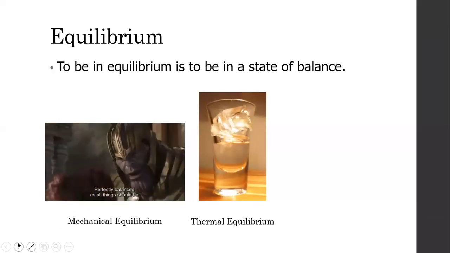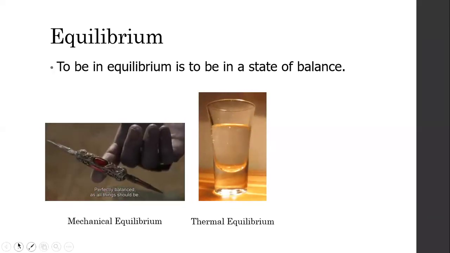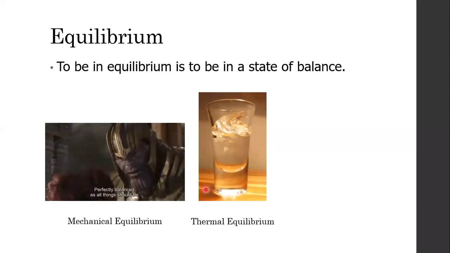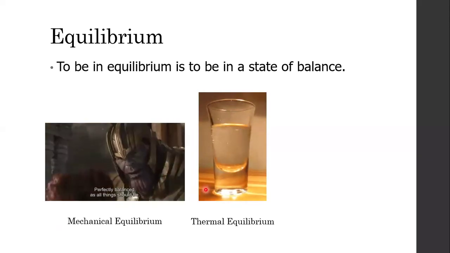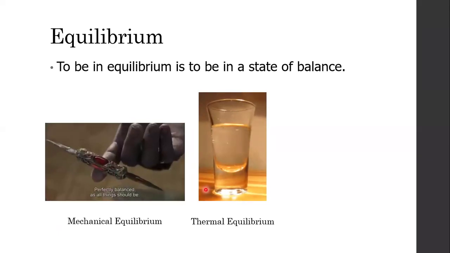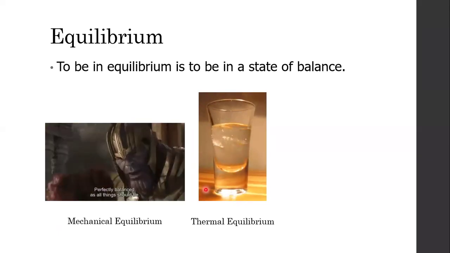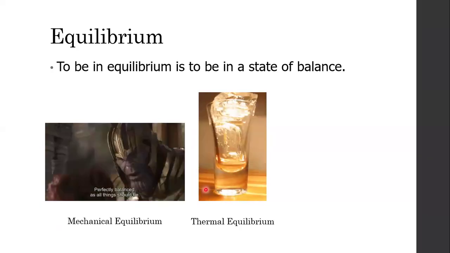In chemistry, we also have this idea of thermal equilibrium, wherein if you let two objects of different temperatures touch each other, there will come a time where the two objects would have one temperature, and thus they are termed to be in thermal equilibrium.